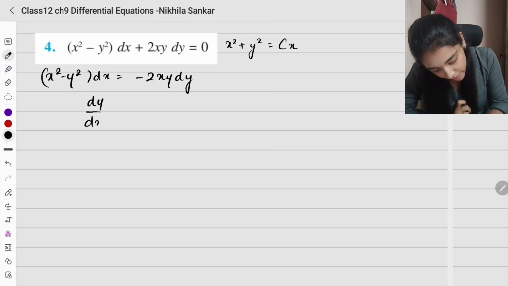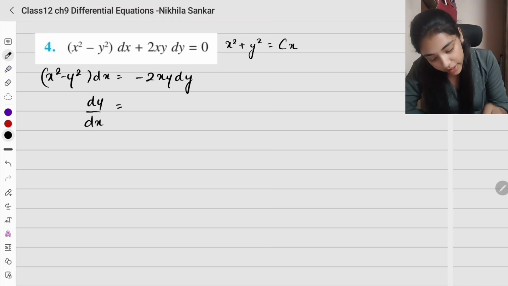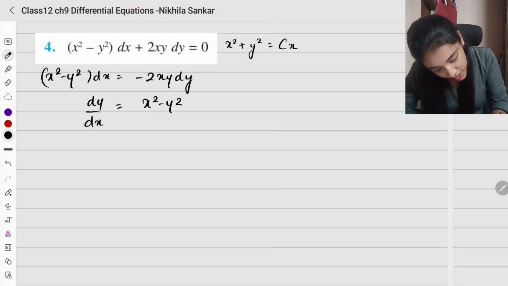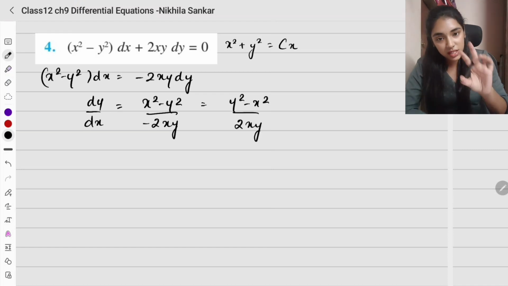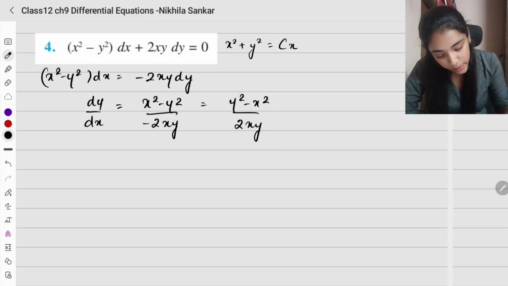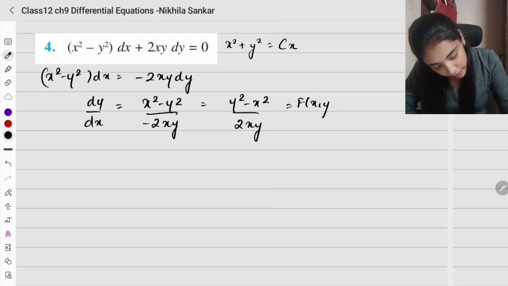Okay, dy by dx equals, I'm taking dx to this side. So (x square minus y square) divided by minus 2xy. How can we write this? I write it as (y square minus x square) divided by 2xy. I'm just taking the minus to the numerator and interchanging the x and the y. Okay, simple. This is my f of x, y.